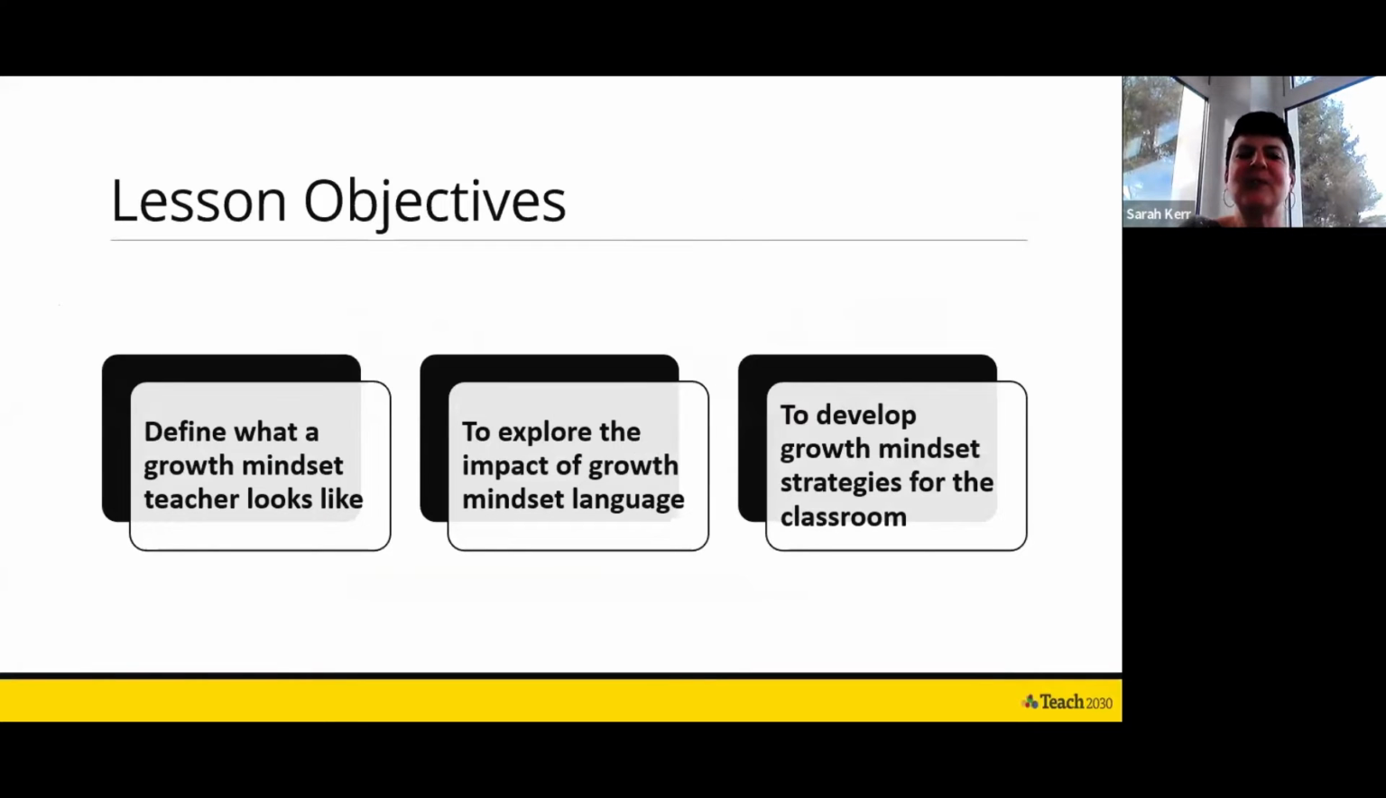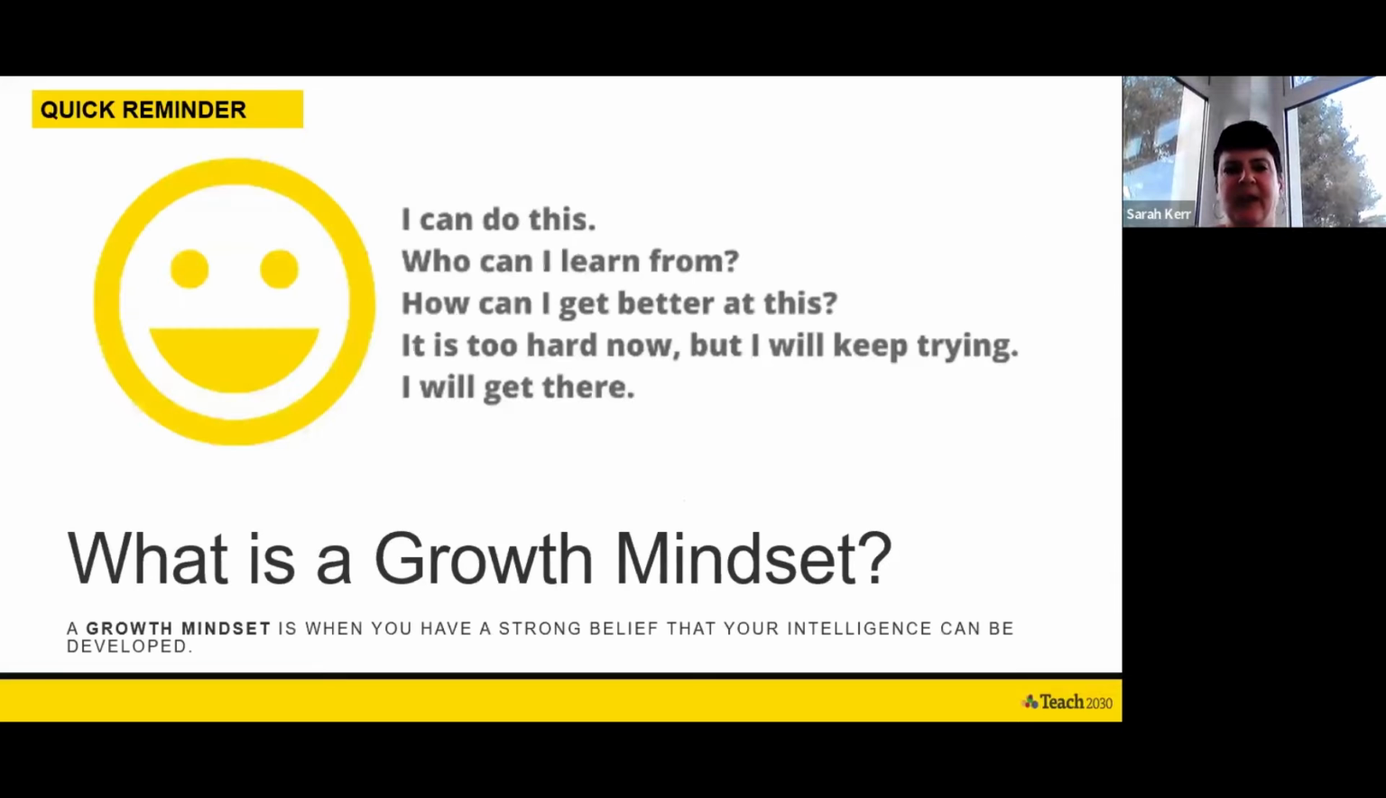And today we're just going to redefine what a growth mindset teacher actually looks like in the classroom. We're going to have a think about growth mindset language, how we can change the way we talk to our students, how we can change the way that we teach them, that we develop their learning. And we're going to think about a few strategies that we can actually practically use in our classroom.